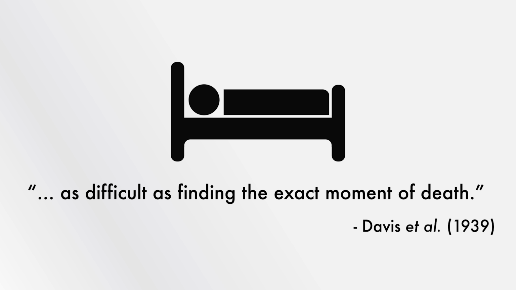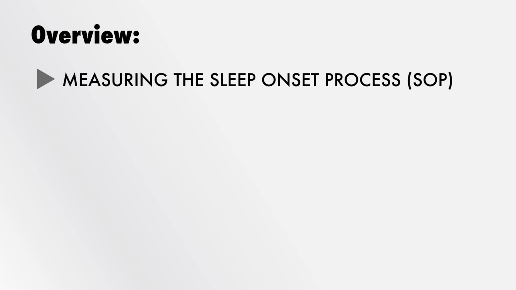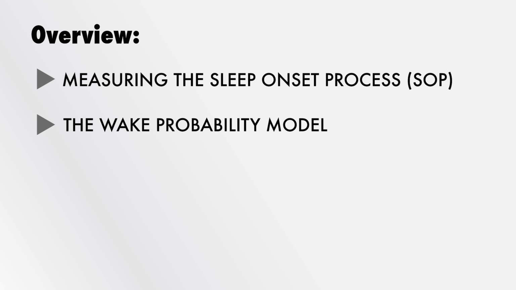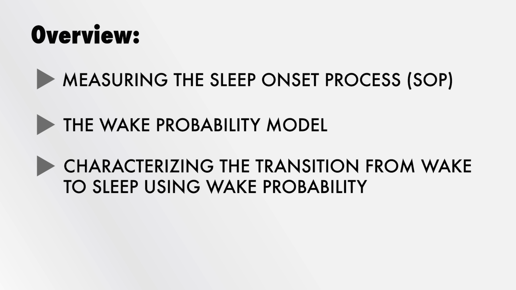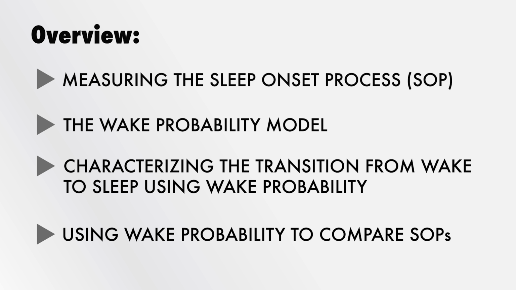As early as the late 1930s, people have recognized the problem of trying to determine the moment of sleep. To paraphrase Davis et al., finding the exact moment of sleep onset is as difficult as finding the exact moment of death. In this video, we will discuss measuring the sleep onset process, the wake probability model, which is a model we developed to track the changes in sleep onset over time, characterizing the transition from wake to sleep using wake probability, and using wake probability to compare the sleep onset processes between different groups or populations.